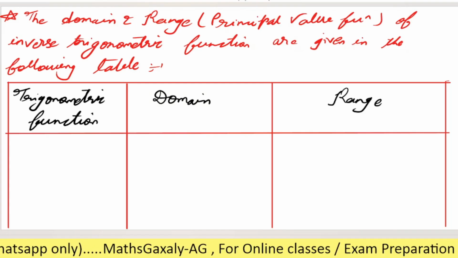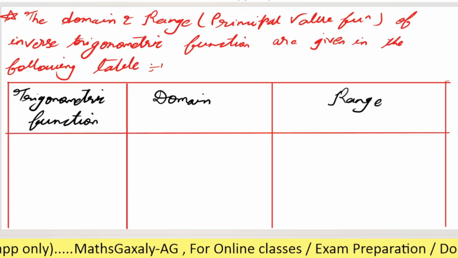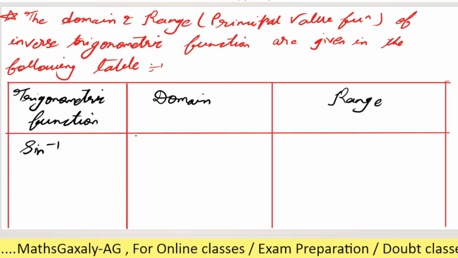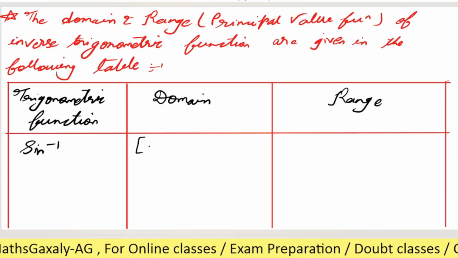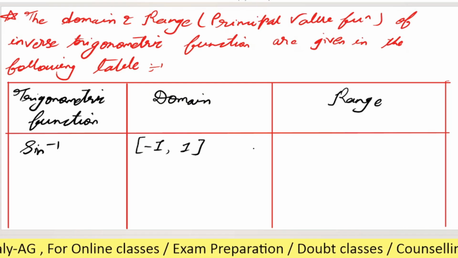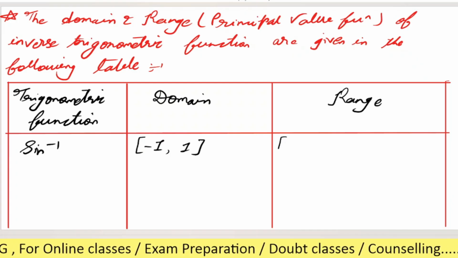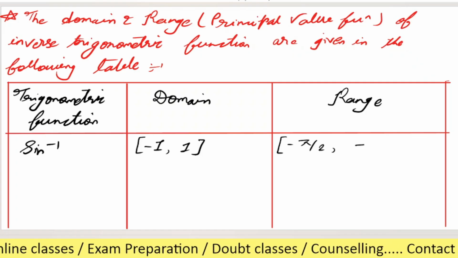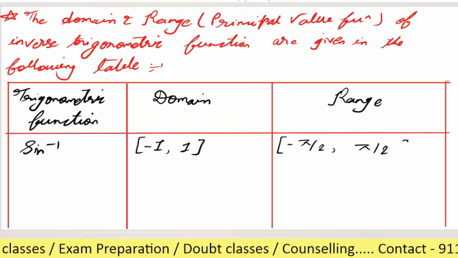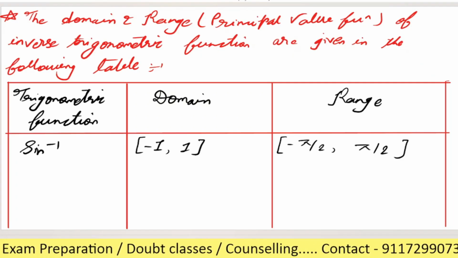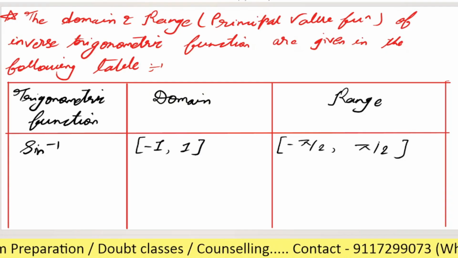See, the first one is sine inverse, right? Sine inverse function. So the domain will be -1 to 1, right? And its range will be minus pi by 2 to pi by 2, right? Pi by 2 means 90 degree. So minus 90 to 90.